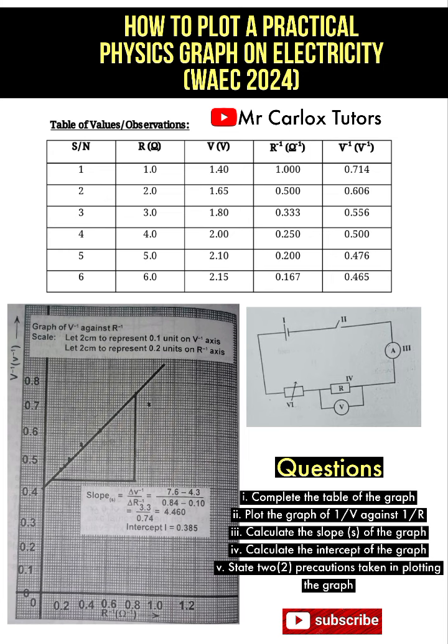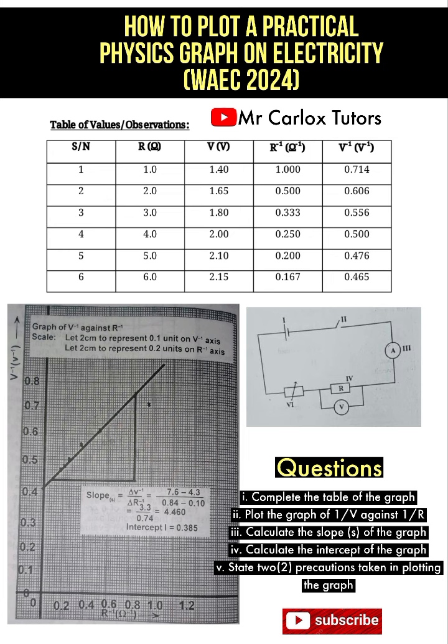Now, the value of the resistor from the serial number is 1.0, 2.0, 3.0 up to 6.0. That's the value of the resistor. Now, the voltage value, I haven't done it, is 1.40. If you observe, it's in two decimal places, 1.65 up to 2.15. That is the voltage value.